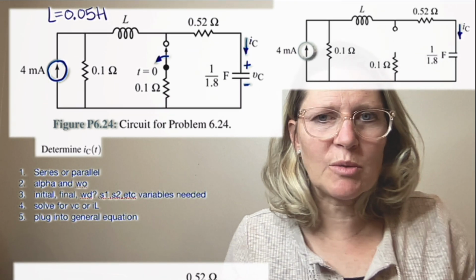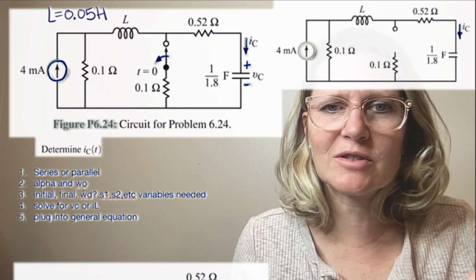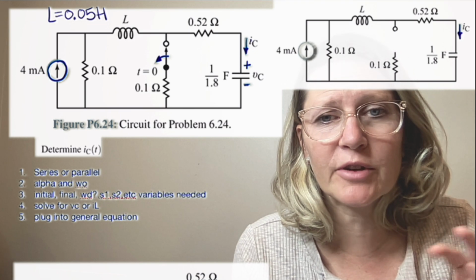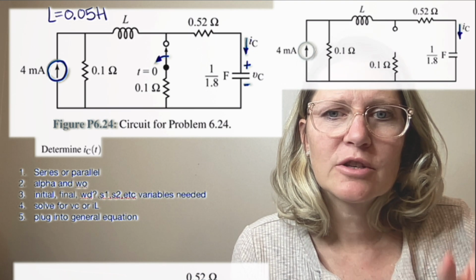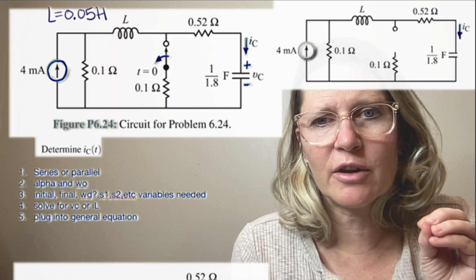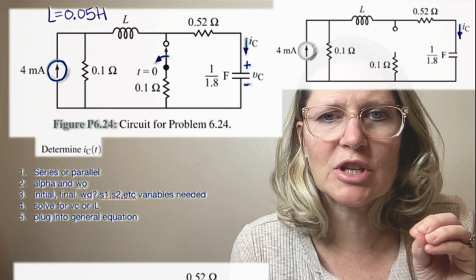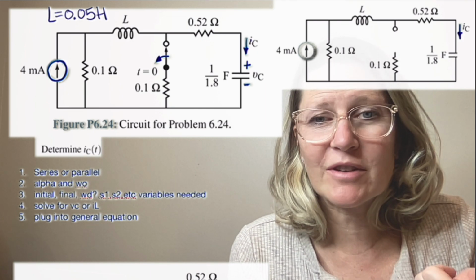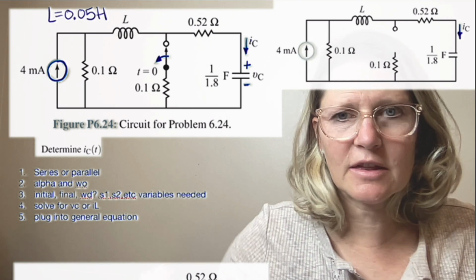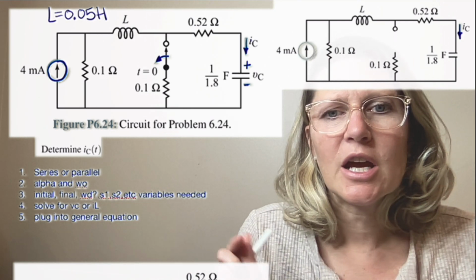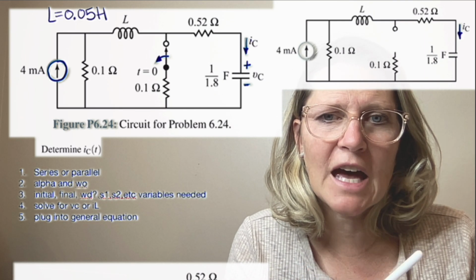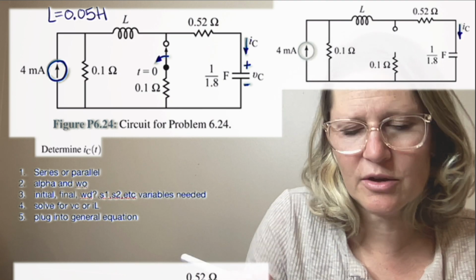The steps that we want to go through is to determine is it series or parallel, and then determine alpha and omega naught, compare the two, determine critically damped, overdamped, or underdamped, and then find all of the unknown variables for that general equation. And then that will give us VC or IL, and then we're going to plug in all those unknowns to get the equation. And then from there, if we want to still determine another voltage or current in the circuit, we're going to use that solution to determine the others.